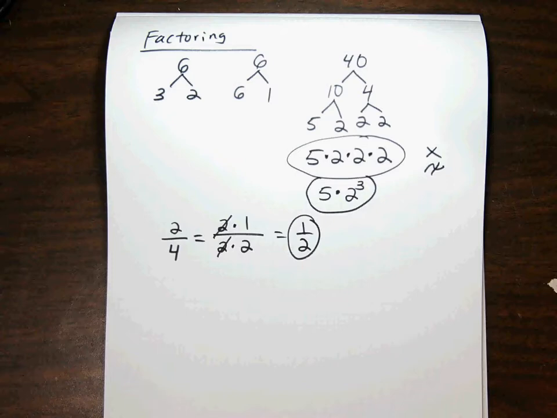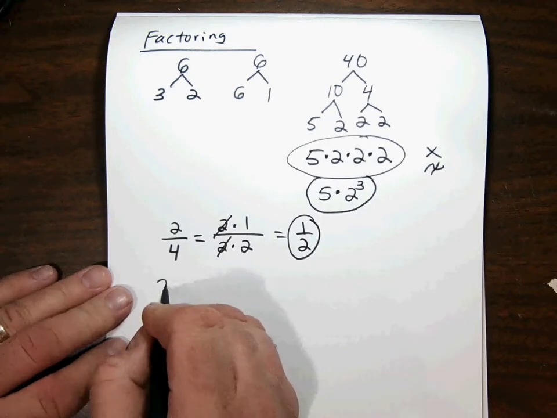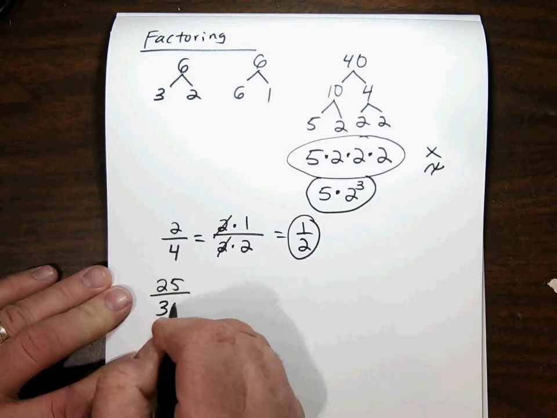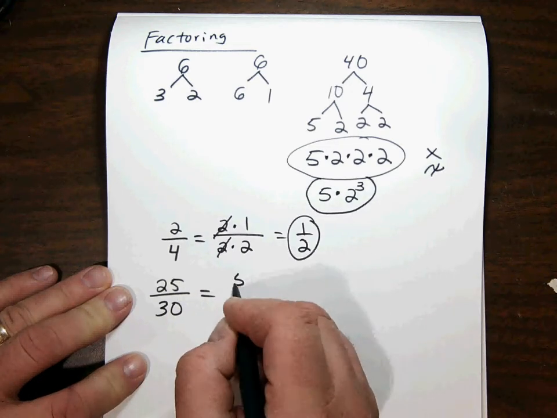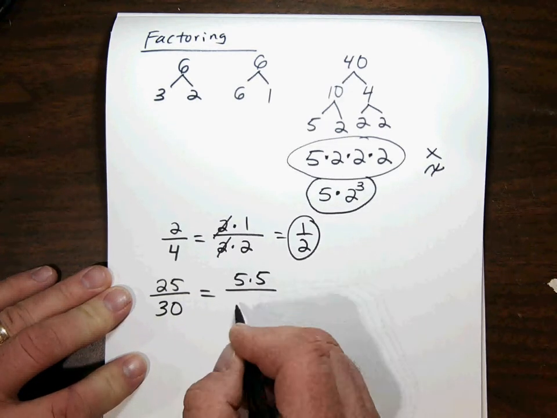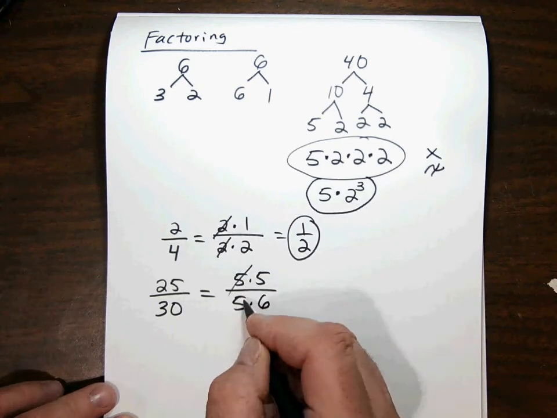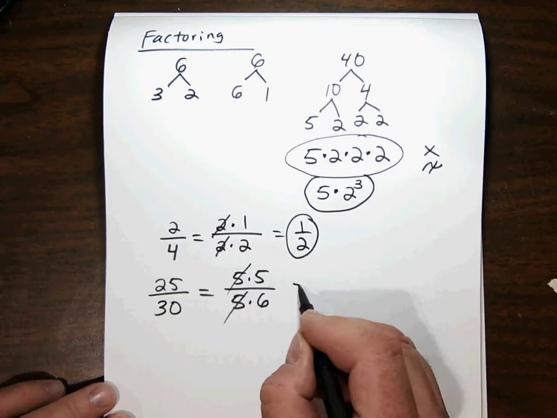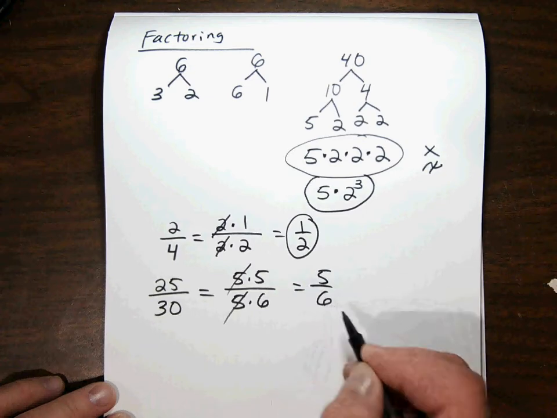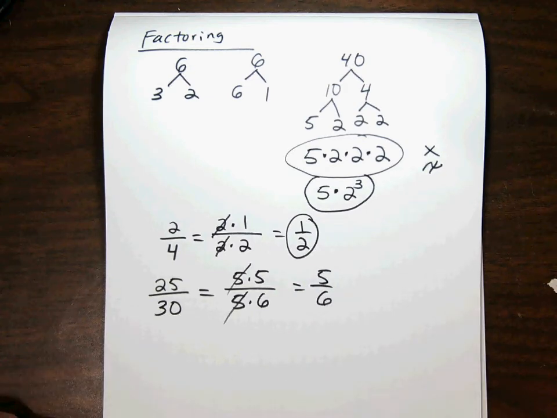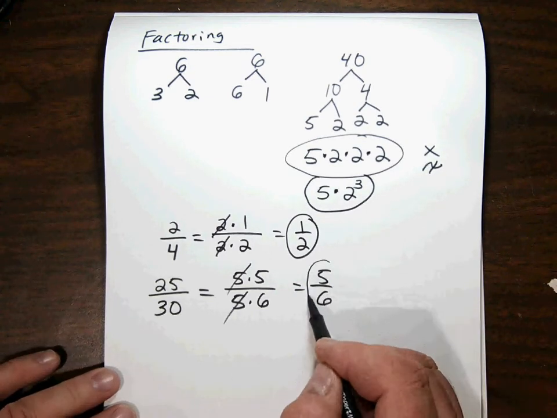Okay? How about this one? How about 25 over 30? Well, we say 5 times 5 is 25. We say 5 times 6 is 30. We got a matching pair of 5s we cancel out of there. And we call it 5/6. All right? Reduced fraction.